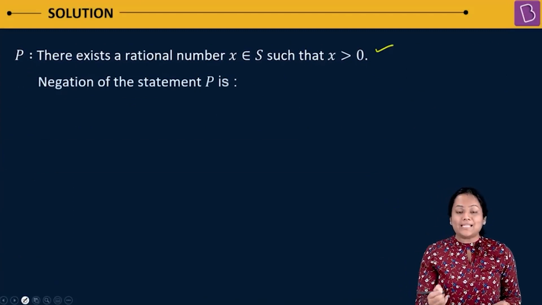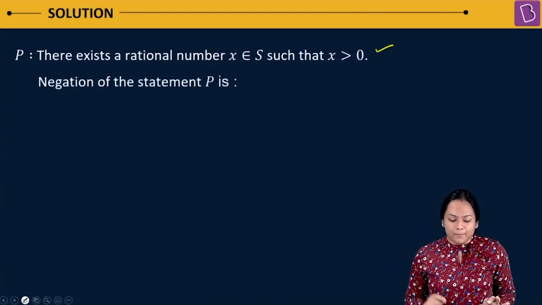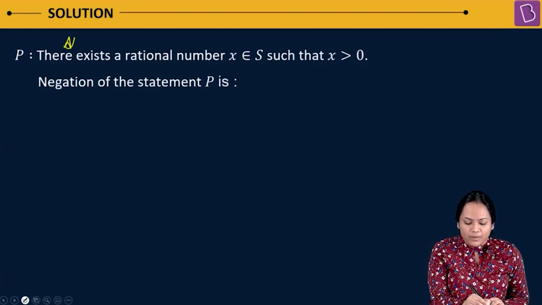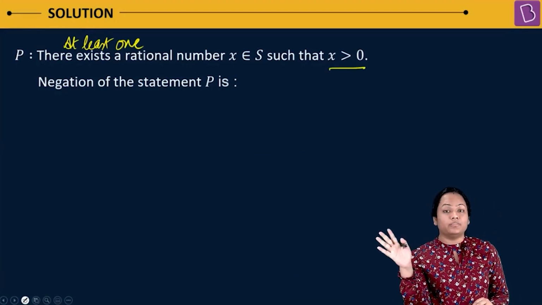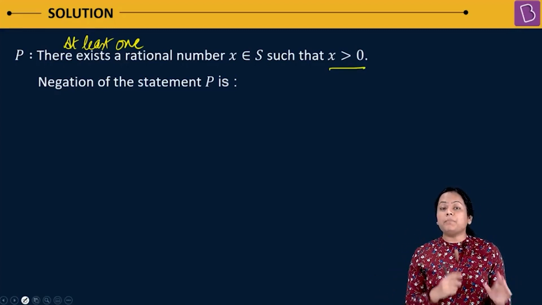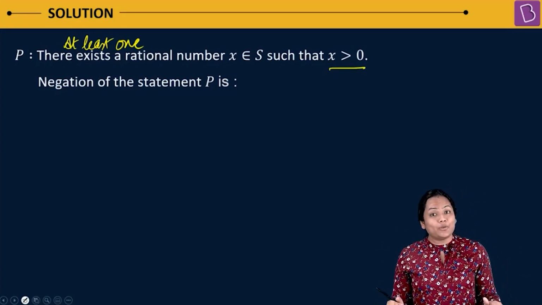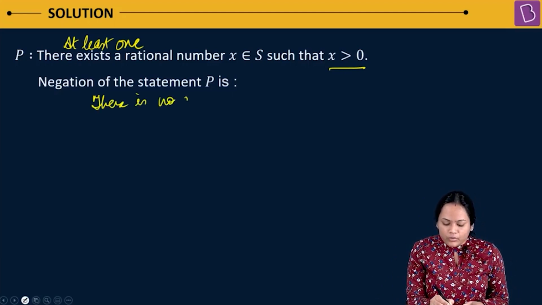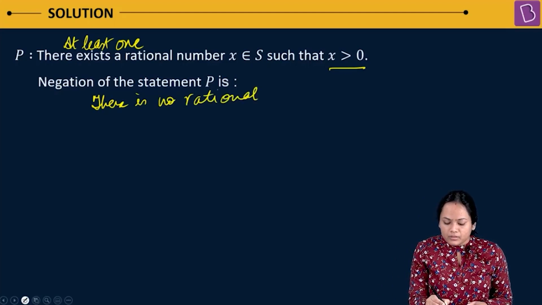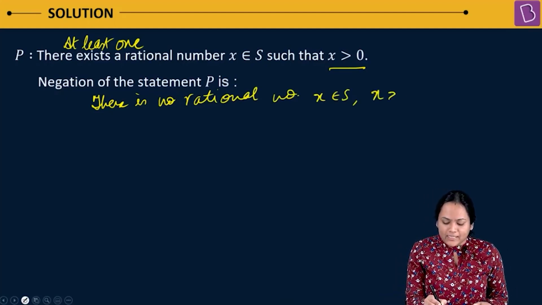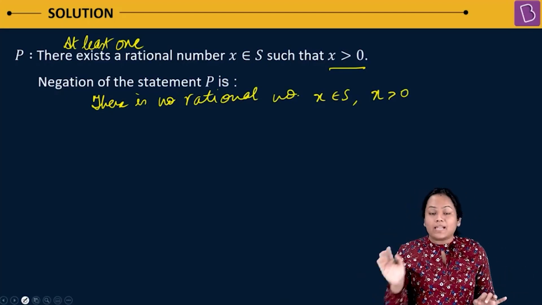Okay, now how are we going to do that? Well, P is given to me as there exists a rational number which is greater than 0. What do you mean by this statement? That there is at least one rational number x such that it's positive, right? Now, what is the negation of P? If I say there is at least one number, the negation will become there is no rational number which is greater than 0, right? So I can say that the negation can be written as there is no rational number x which belongs to this set S such that x is greater than 0, right? There will be no rational number which will satisfy this property.